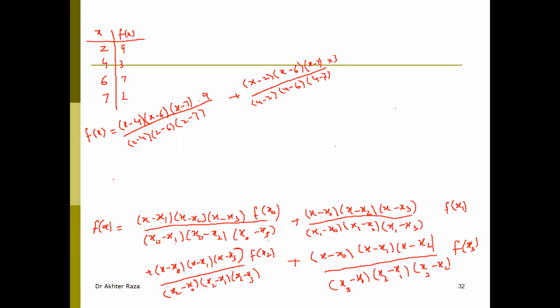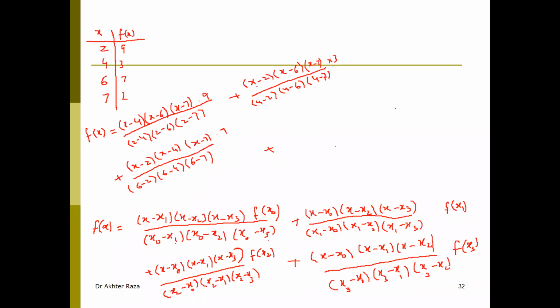Plus, then we have x minus x naught, x minus 2, sorry. x minus 2, x minus 4, x minus 6 will not be there, x minus 7. Multiply by 7. In the denominator we have 6 minus 2, 6 minus 4, and 6 minus 7. And there will be the last term.